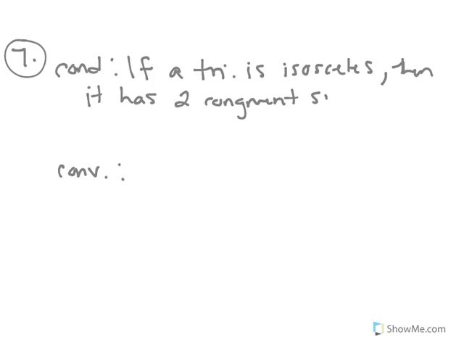Is this true or false? This is actually a true statement. Isosceles triangles do have two congruent sides. So let's reverse this statement.